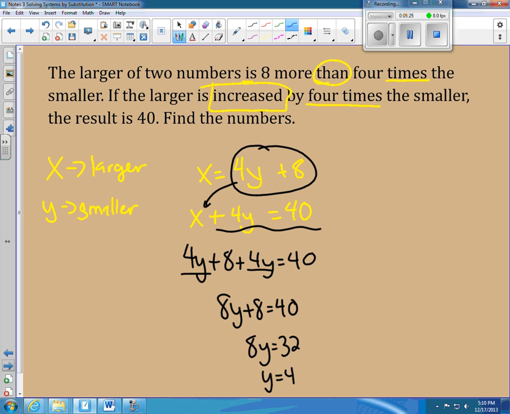I want you to plug 4 back in up here to find our x. So you're plugging that back in, and you're going to find the x. All right, moving on to the next problem.